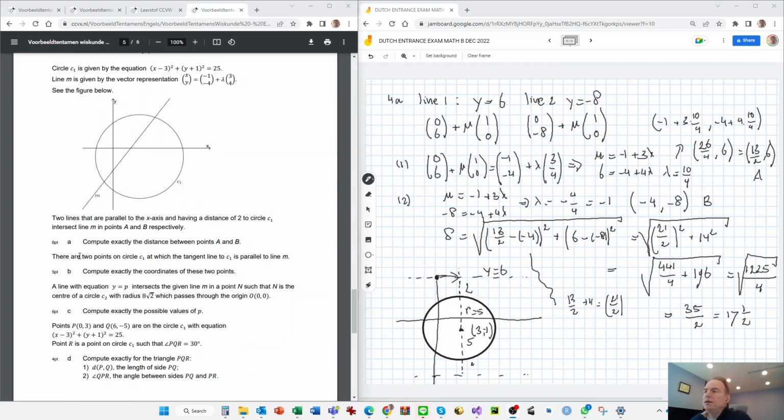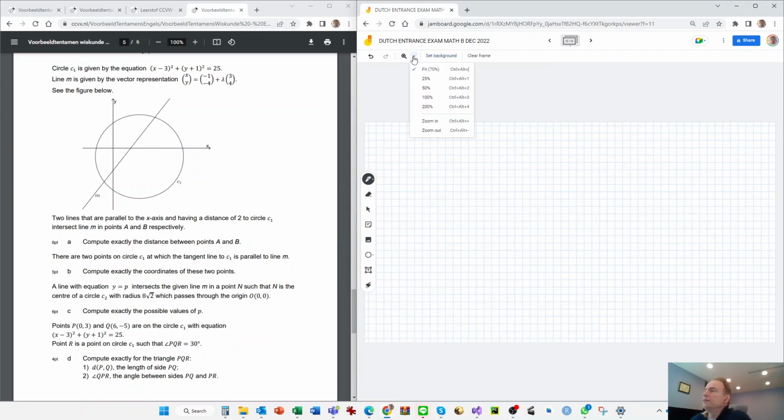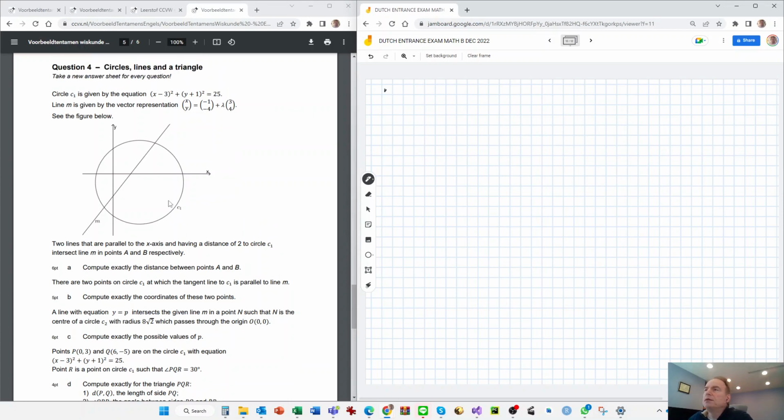Question 4b. There are 2 points on the circle at which the tangent lines to C are parallel to the line M. Compute exactly the coordinates of these 2 points.